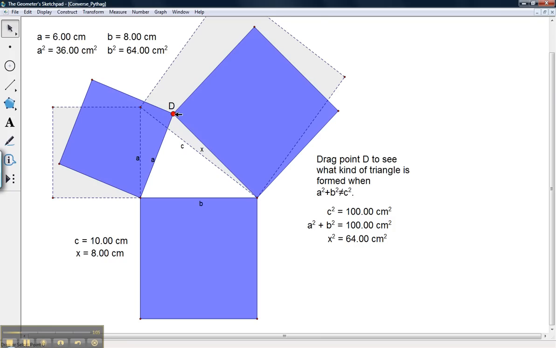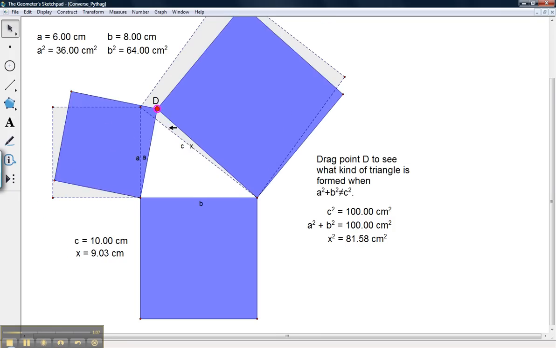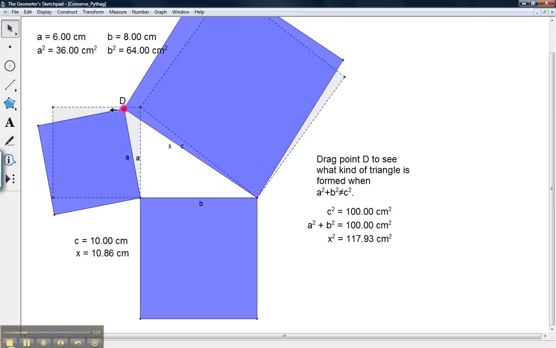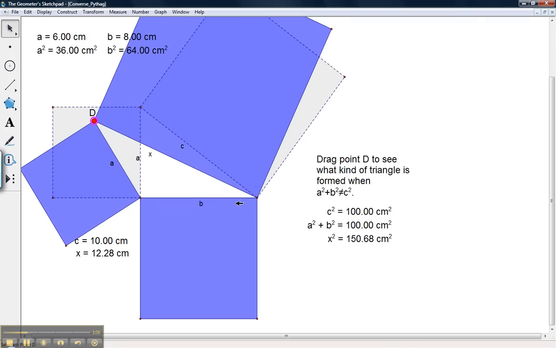Right now, I can move this D back and forth. Right now it's an acute triangle with sides A, B, and X. If I square X, I get 64 right now. That's less than A squared plus B squared. When it's less than A squared plus B squared, I get myself an acute triangle. Let's move it to be obtuse. Now look at X. When X is squared, we can see that x squared is greater than a squared plus b squared.